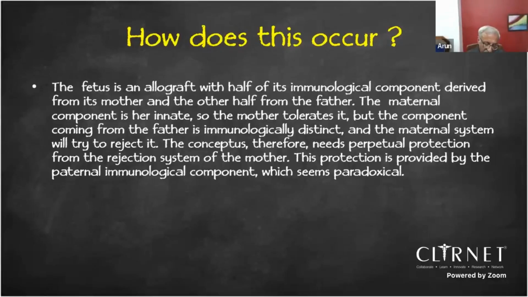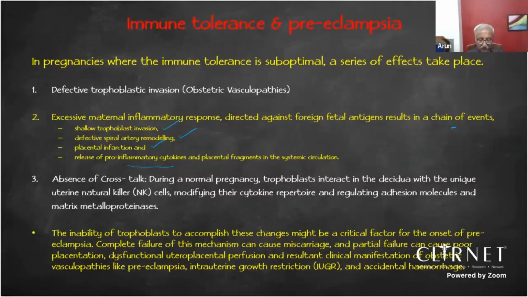Another important thing is what we call crosstalk. In a normal pregnancy, trophoblasts interact in the decidua with the unique uterine natural killer cells. This one-to-one talk modifies their cytokines, regulating adhesion molecules and matrix metalloproteinases. Once this does not occur, there is a problem with the crosstalk: these two cells, trophoblasts and natural killer cells, do not talk to each other.